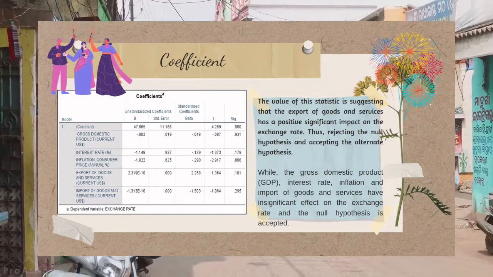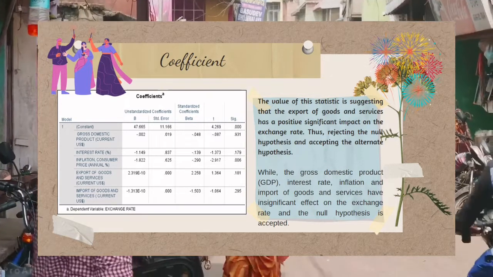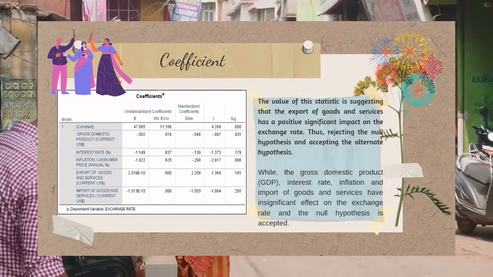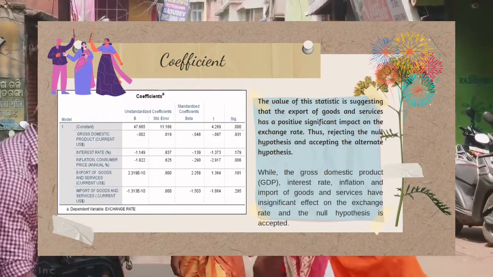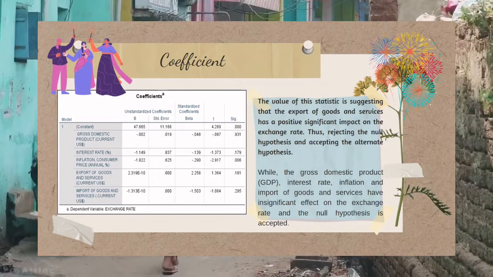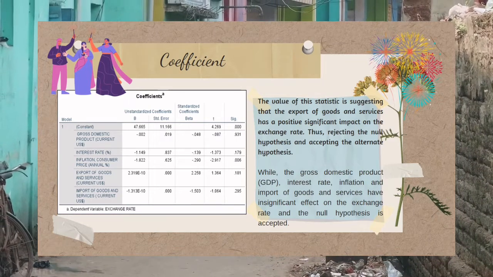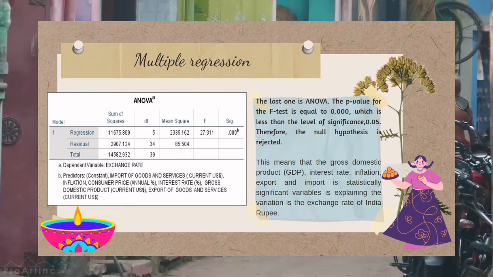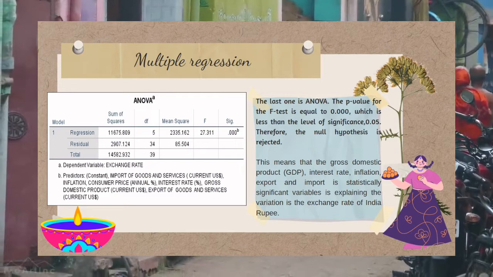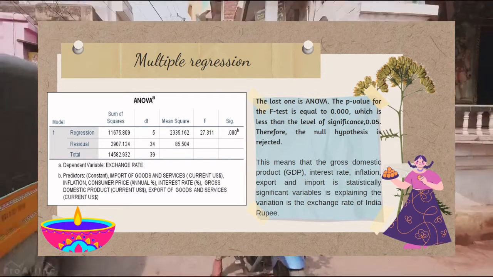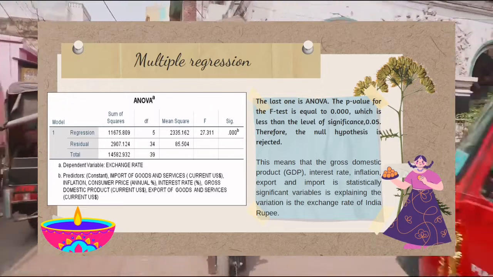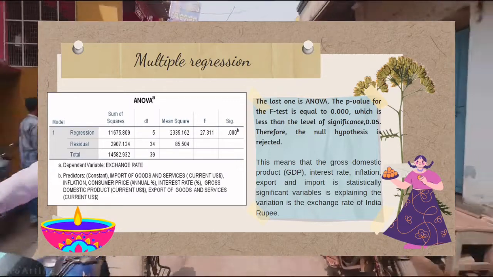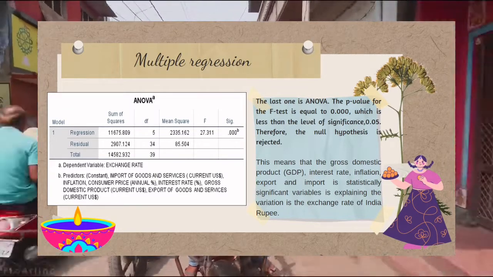The value of this statistic suggests that the export of goods and services has a positive significant impact on the exchange rate, thus rejecting the null hypothesis and accepting the alternate hypothesis. While the gross domestic product, interest rate, inflation and import of goods and services have an insignificant effect on the exchange rate, and the null hypothesis is accepted. The last one is ANOVA. The p-value for the F-test is equal to 0.000, which is less than the level of significance 0.05. Therefore, the null hypothesis is rejected. This means that gross domestic product, interest rate, inflation, export and import are statistically significant variables in explaining the variation in the exchange rate of the Indian rupee.